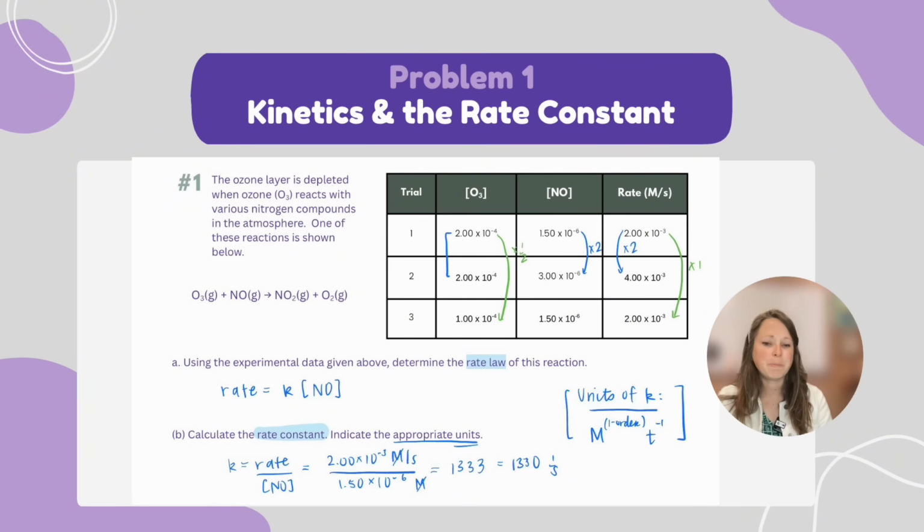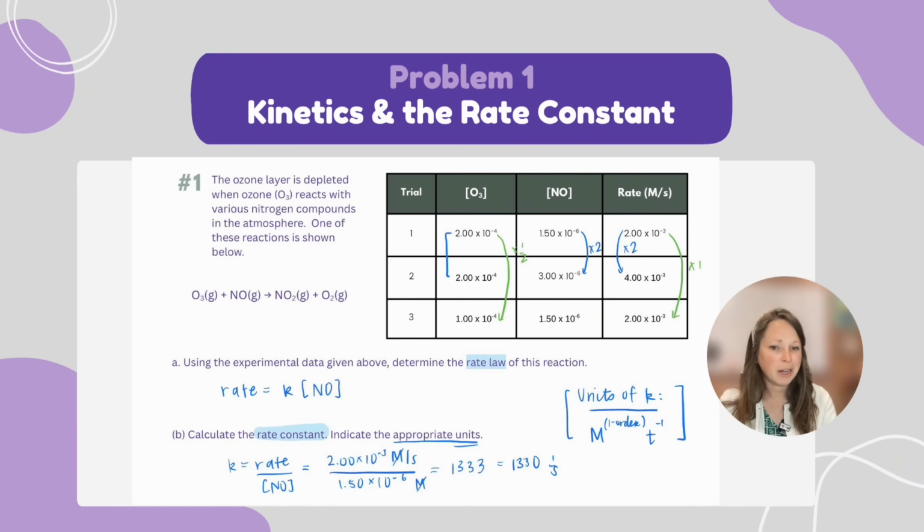For part B, we want to find the rate constant, and we want to give the appropriate units. That's the hard part here. So we want to just plug in values. It doesn't matter. You can use trials 1, 2, or 3. I tend to stick with trial 1 when I'm working with experimental data because oftentimes those are the smallest numbers. But it does not matter at all. Plug in those values, solve for K. You do have units given in that table, so you can just plug those in.